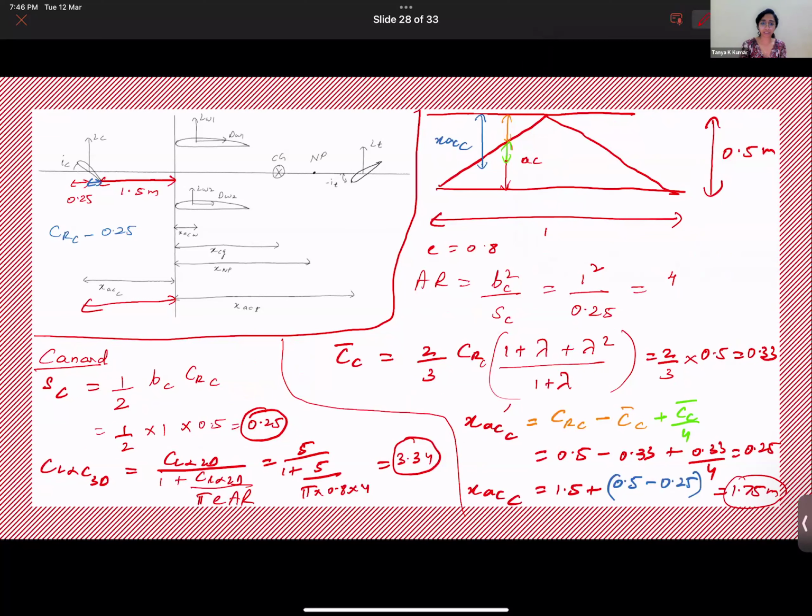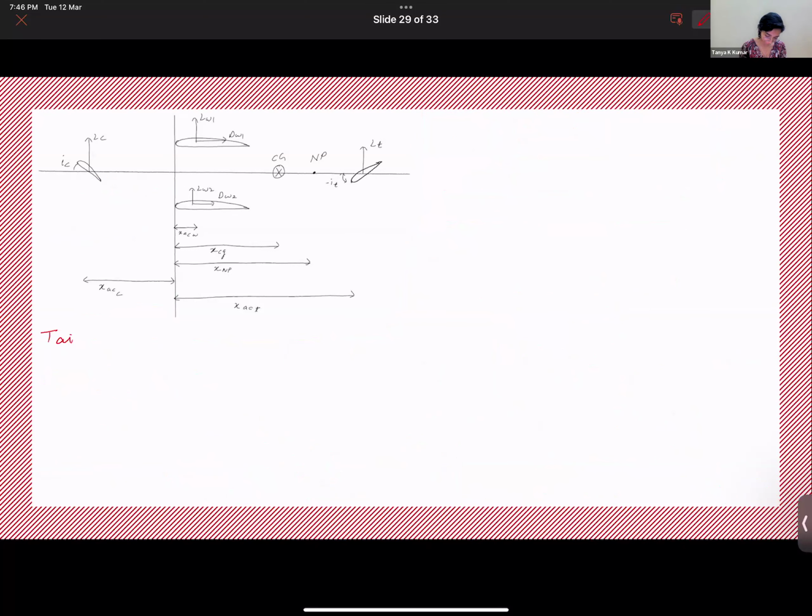I hope it's clear. Let's go on to the tail. S tail. So the tail was a rectangle, right? Because the taper ratio was 1. So it's just CR tail into B tail.